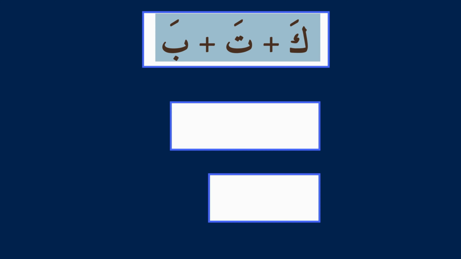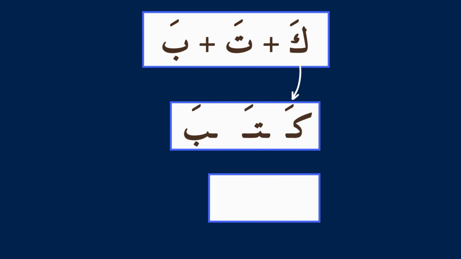We'll start with the individual letters, kaf, ta, ba. Each letter has its standalone form. Now, here's where the magic happens. When these letters come together, you get kaf, ta, ba. Notice how the letters transform when joined. The final form, this is the word we use when someone performs the action of writing.